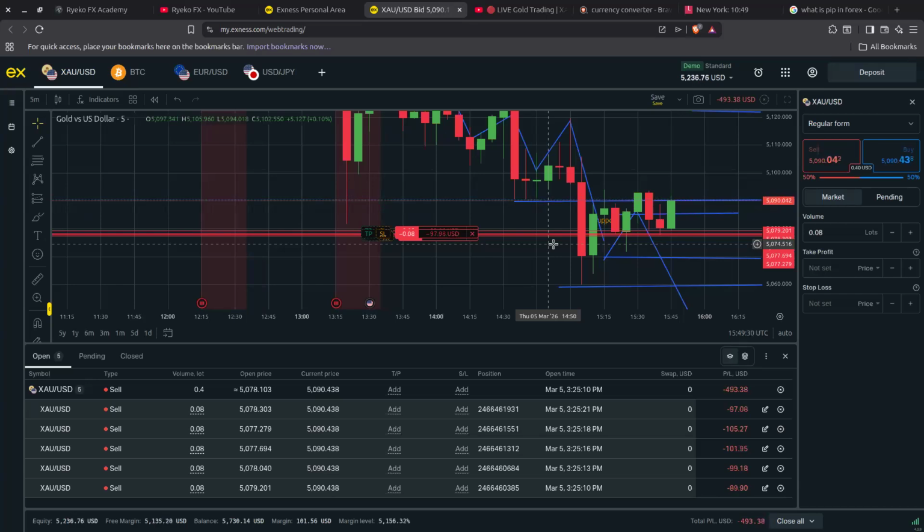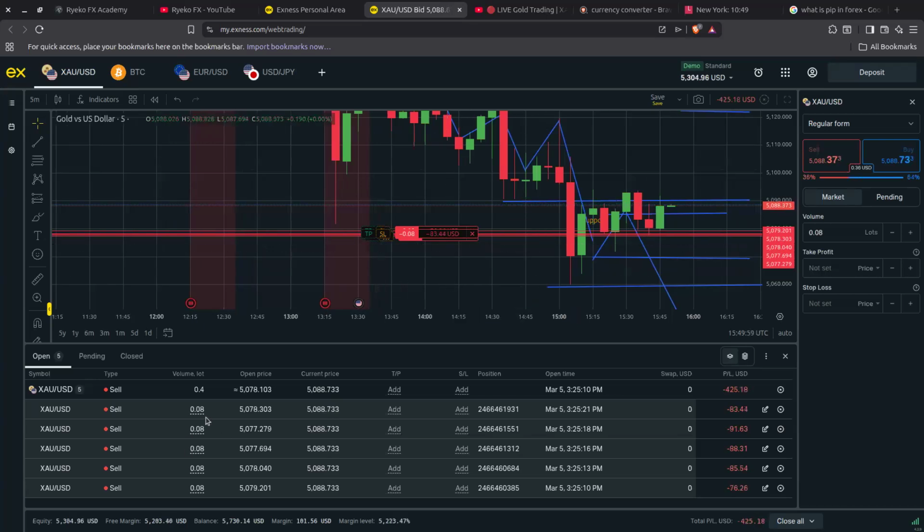And that trade might even close above. Now imagine if you have an account of $100. Thank you for joining, guys. Like the video. You would have blown that account a long time ago, especially if you use this lot size.